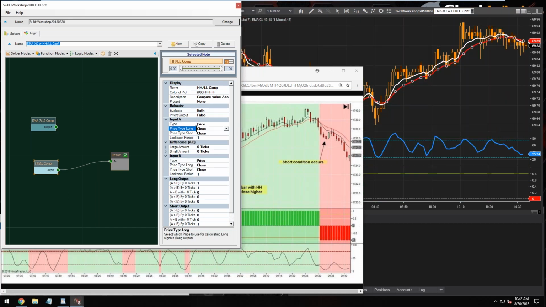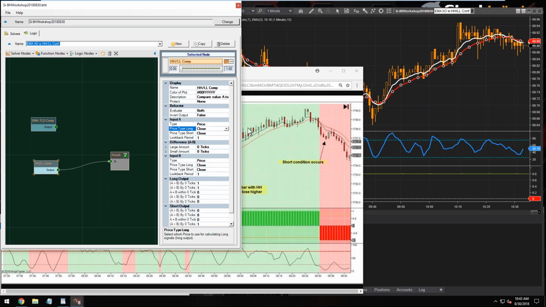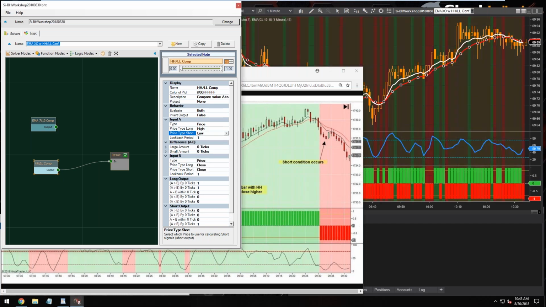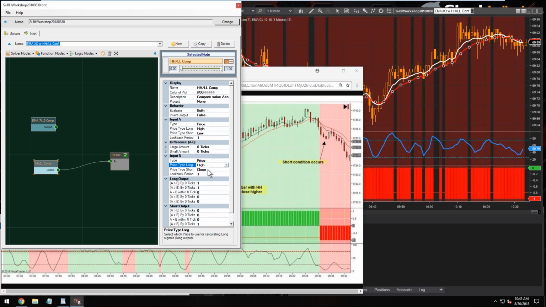All right, so for a long setup, we're looking at the highs of the bar. So we're going to set this to the high price. And for a short setup, we're going to be using the low price of the bar. So there we go, I have those set up. We're going to do the same down here. So remember, we're comparing the high of the current bar to the high of the previous bar. So that's why input B is going to be high and low prices as well.